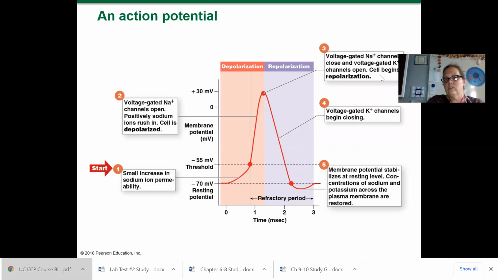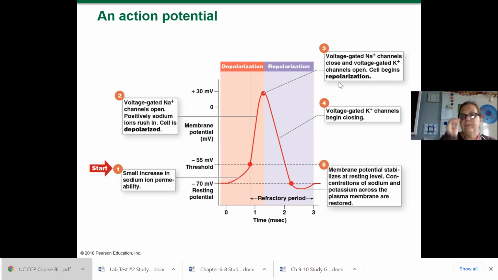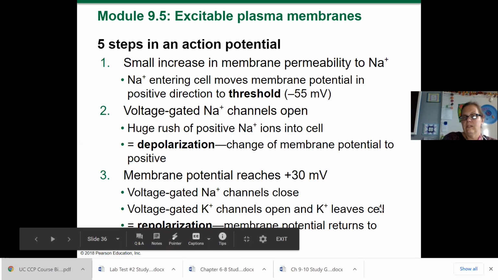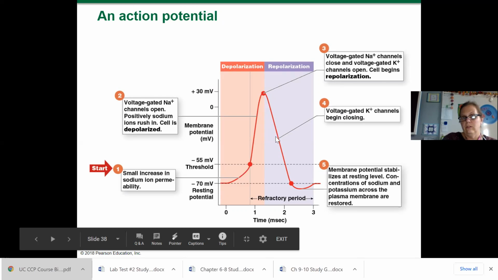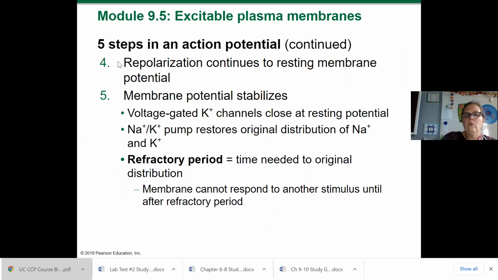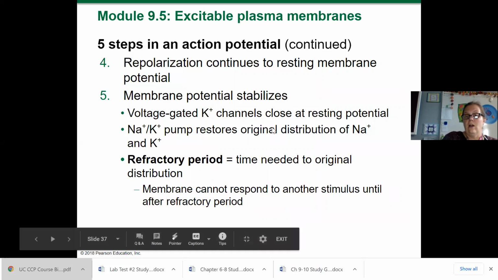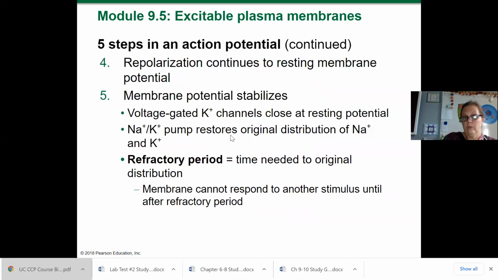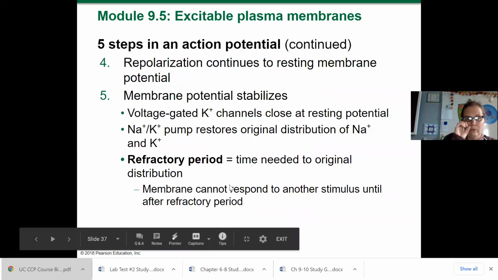When we hit plus 30 millivolts, the voltage-gated sodium channels close, and then potassium channels open, okay? This is called repolarization. So potassium is leaving the cell, causing this repolarization and the membrane potential to come back down. I'm sorry, I'm skipping around. This is how I like to see visuals when I'm explaining. So we're coming back down. Then step 4, repolarization continues, and some of those potassium channels start to close. And then at step 5, the membrane potential stabilizes, okay? That's when the potassium channels are closed and we're restoring the original distribution. We're going back to that negative 70 millivolts.